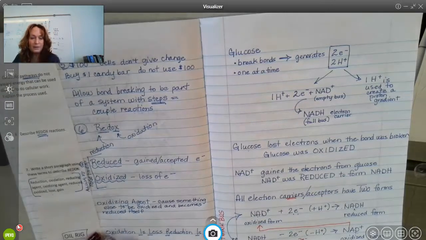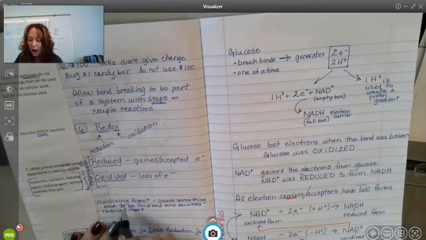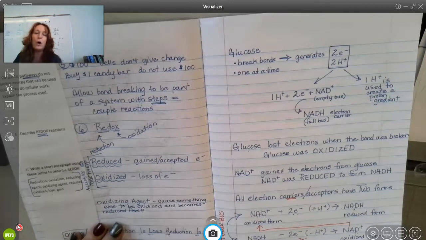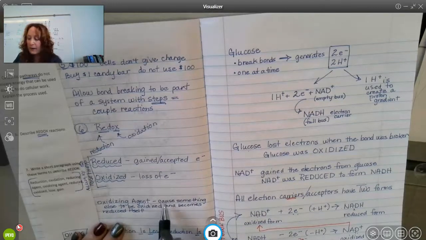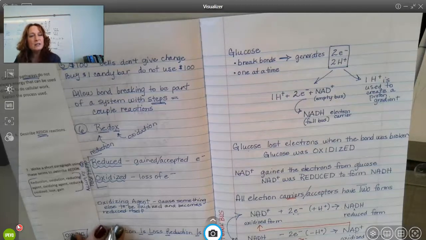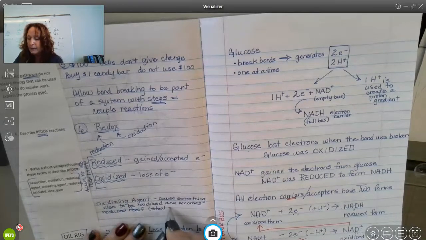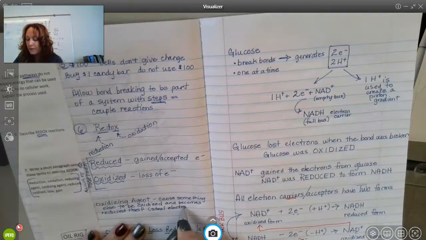So the best way to think about this, reduction is gain of electron. Oxidizing agents are very reactive. They steal electrons. Because if I cause you to be oxidized, isn't that a really nice way to say, oh man, you lost an electron? No, I didn't lose an electron, you stole it. So oxidizing agents steal electrons. They're very reactive.